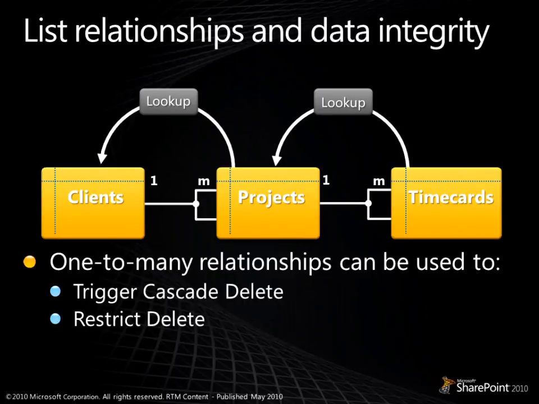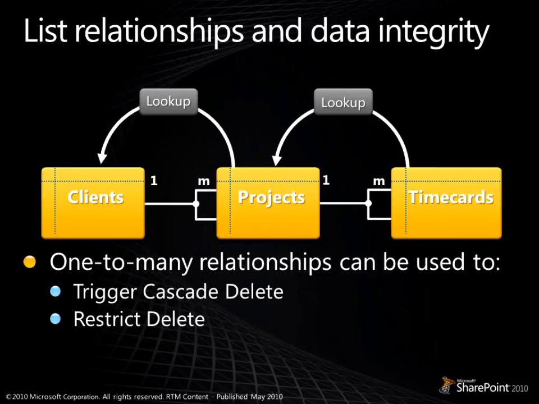When we create relationships between the lists, we can also enforce data integrity. There are two different kinds of options available: cascade delete or restrict delete. Let's have examples of both of the options from the picture on the slide. If we are using cascade delete and there are lookups associated between the lists as defined in the picture, by deleting a client from the client's list, all items in the project list associated to that particular client would be deleted.